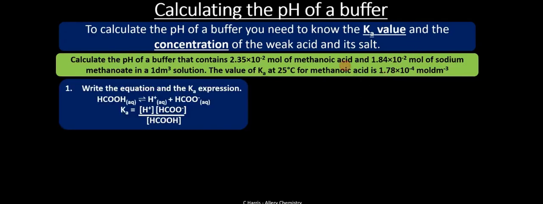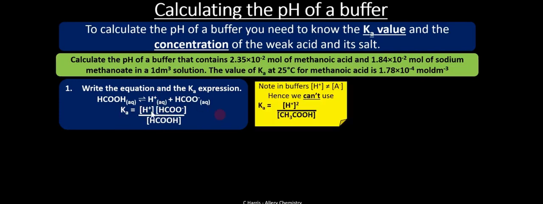So let's see how you can go about that calculation. Firstly, write the equation and the Ka expression. The equation for this acid: it dissociates to form your conjugate base and the H plus ions. So your Ka is supposed to look like this.